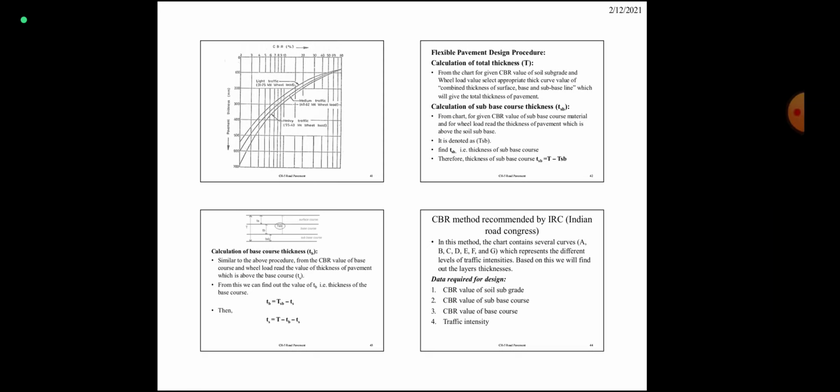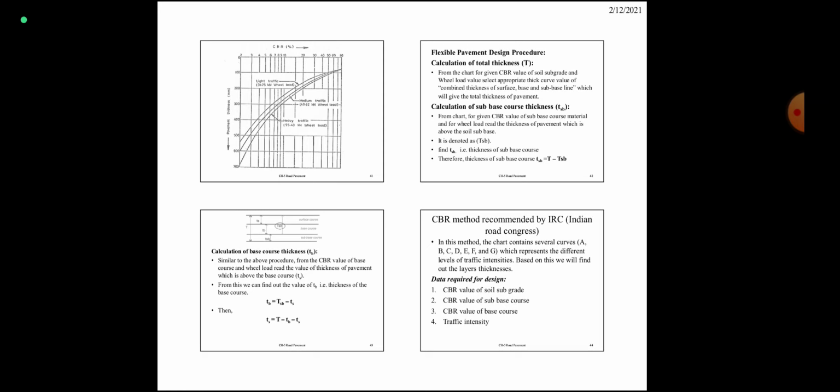Calculation of sub-base course thickness TSB. From the chart for the given CBR value of sub-base course material and for wheel load, read the thickness of pavement which is above the soil subgrade. It is denoted as TS. Find TSB, that is the thickness of sub-base course. Therefore, thickness of sub-base course TSB equals capital T minus TSB.